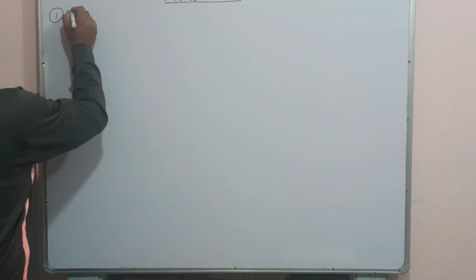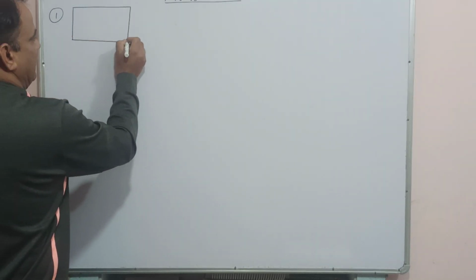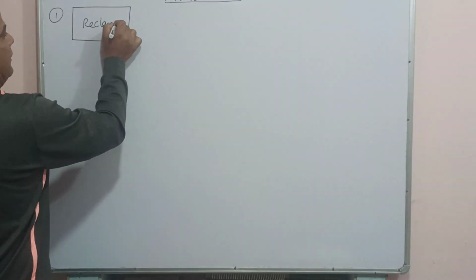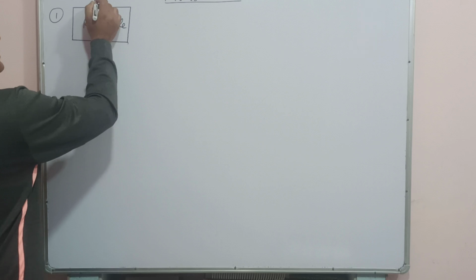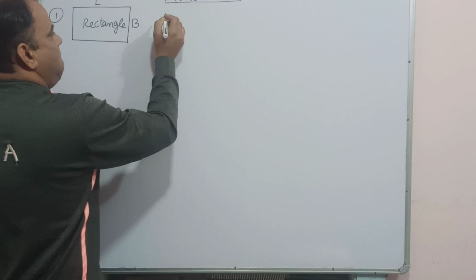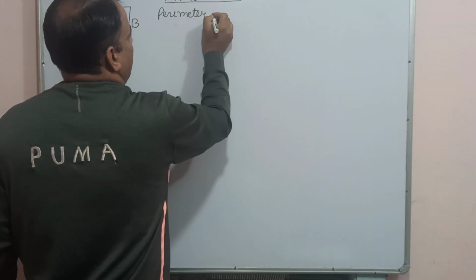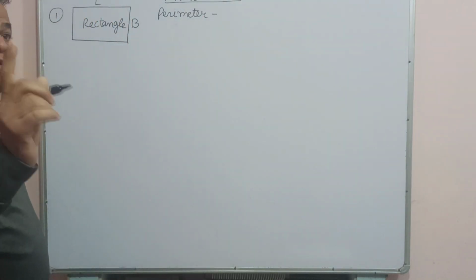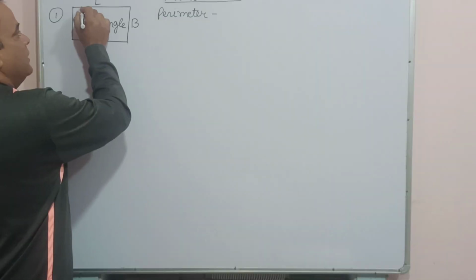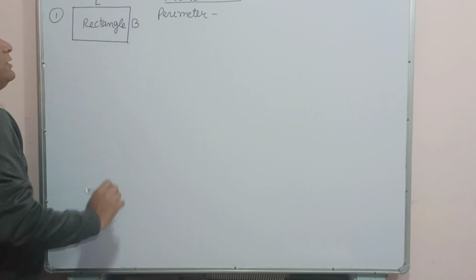First figure is rectangle. This is a rectangle. This side is known as length and this side is known as breadth. So, perimeter. What is perimeter? Perimeter is the total distance covered from one point of the given figure to complete it from all sides up to this point again.